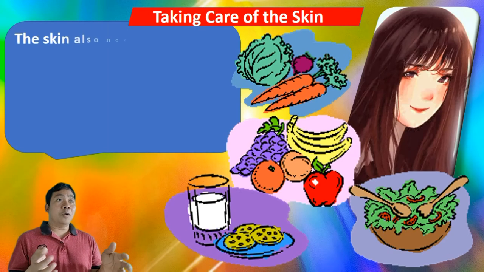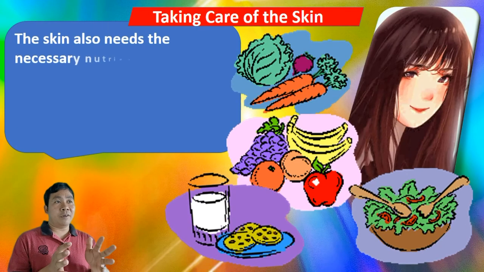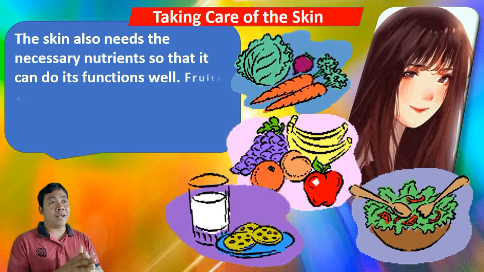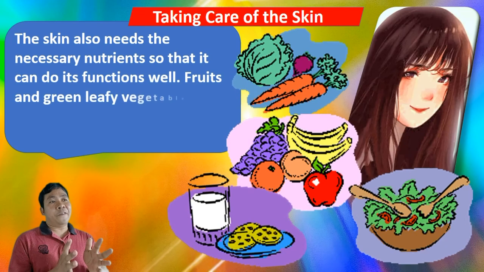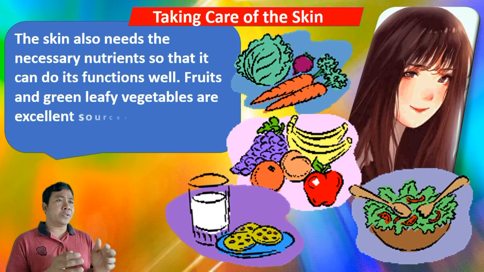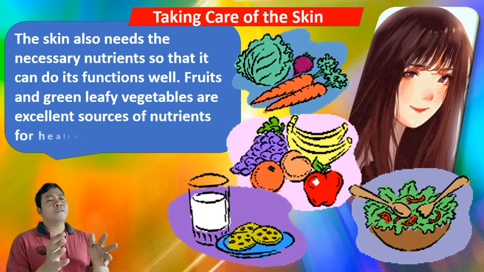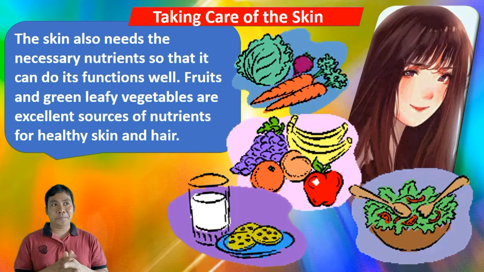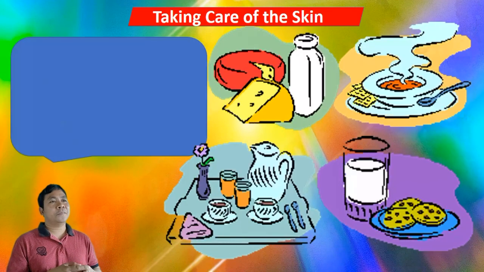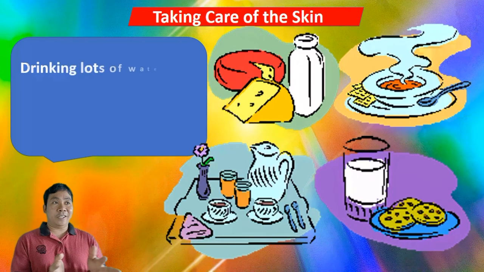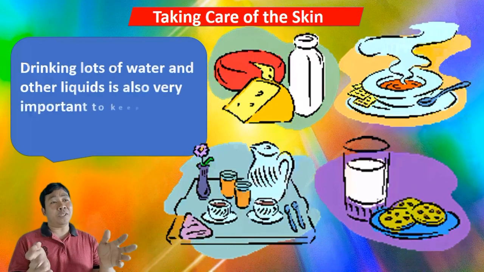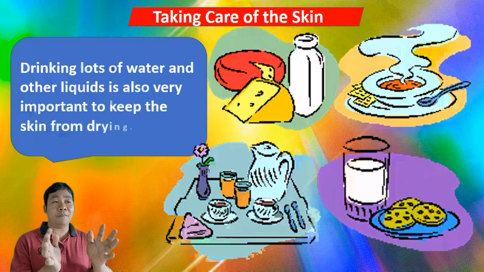The skin also needs the necessary nutrients so that it can do its functions well. Fruits and green leafy vegetables are excellent sources of nutrients for healthy skin and hair. Drinking lots of water and other liquid is also very important to keep the skin from drying.